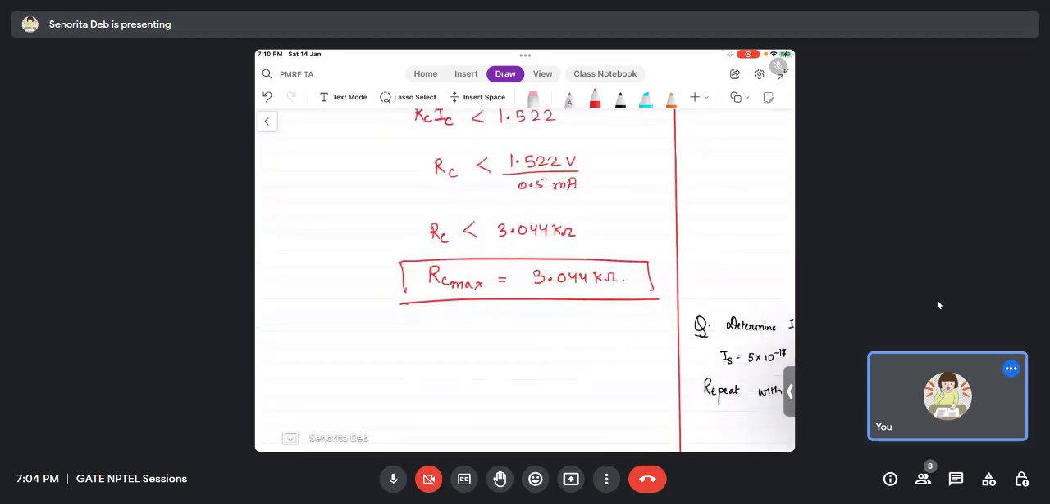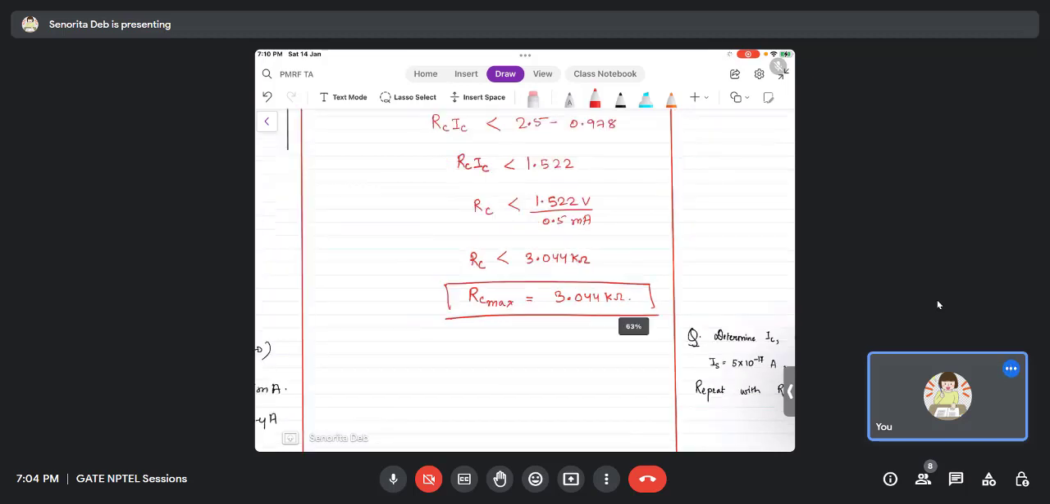If RC exceeds this value, the collector voltage will fall below the base voltage, and as mentioned, the transistor will be able to tolerate only up to around 400 millivolts of VCB forward bias. This is actually a different topic, I will not go into that. It is called soft saturation. So for low voltage applications, a bit greater value of RC can be tolerated, but in your GATE question, this is what will come. So RC max is 3.044 kilo ohms. It won't go beyond that.